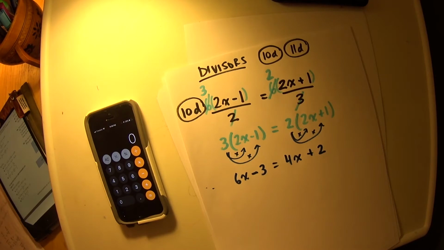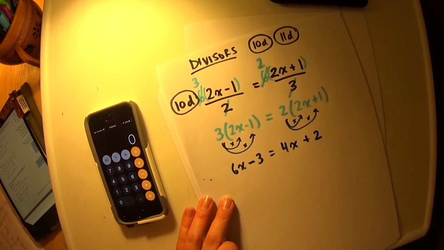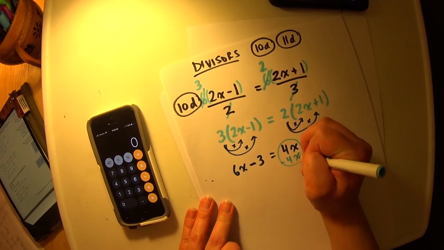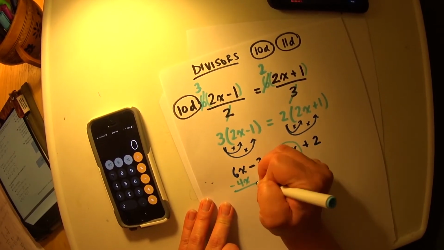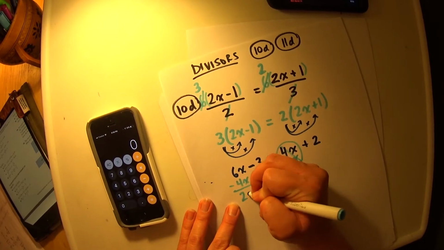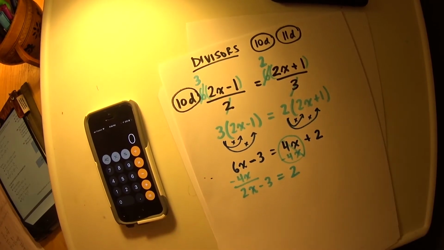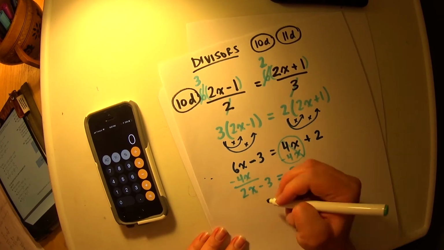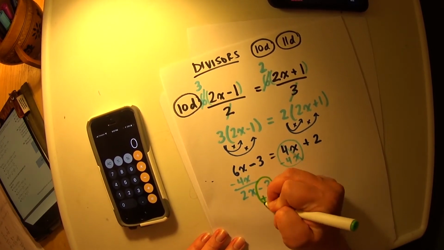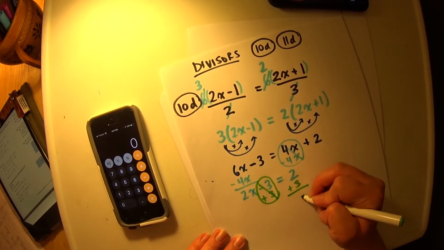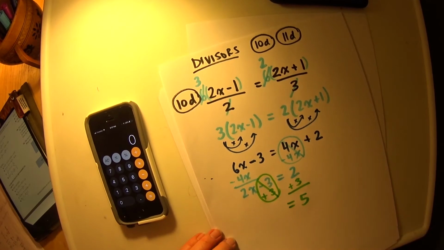Okay, next step. I need to group my variable terms. The opposite of a positive 4x is a negative 4x, so minus 4x over here. 6x minus 4x, I'm left with 2x minus 3 on the left side and a positive 2 on the right side. Now it's a regular two-step equation. Cancel the constant first. The opposite of subtracting 3 is to add 3, but I must do the same thing to both sides. So on the right side of my equal sign I'm left with 5.